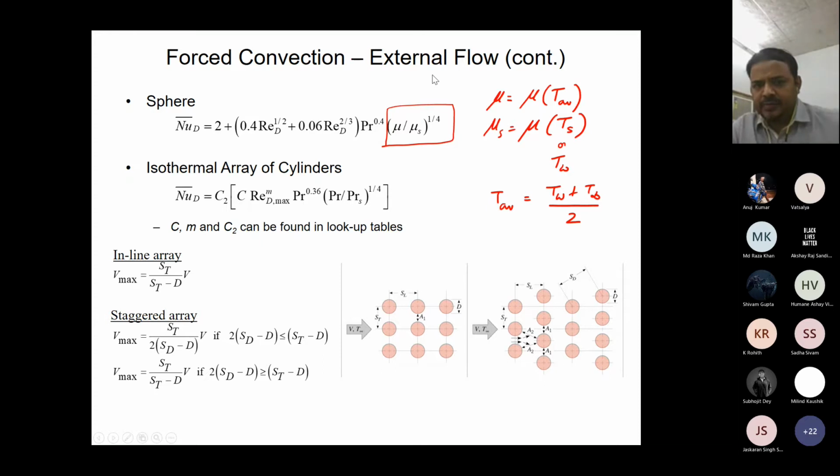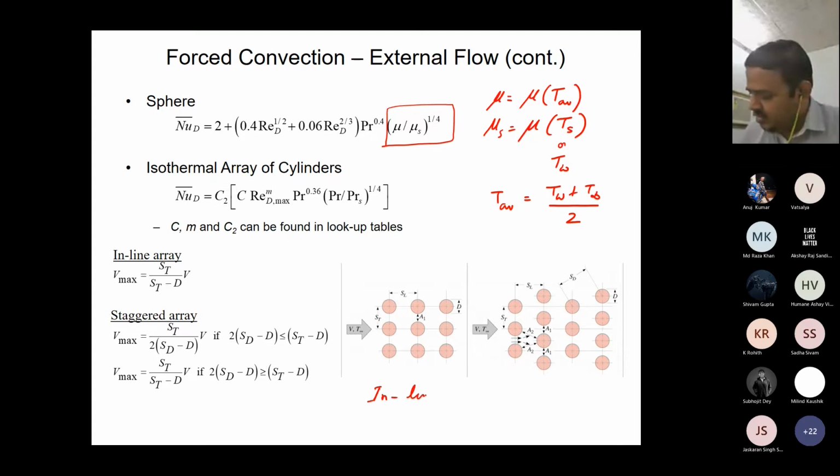Yes, sir. Okay. So now the question is, if you look at this term, the C, m, C2, these are all indices. m is an index, C2 and C are constants. So depending on the situation, whether it's an inline array of tubes like this, the left-hand figure, this is inline.